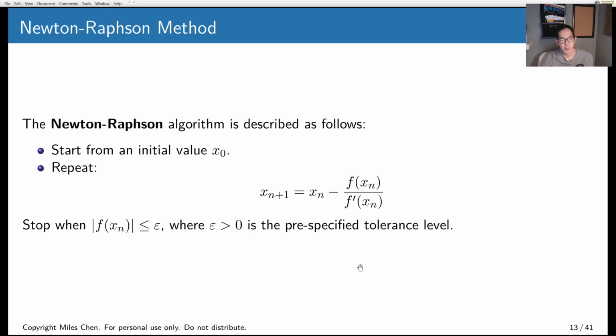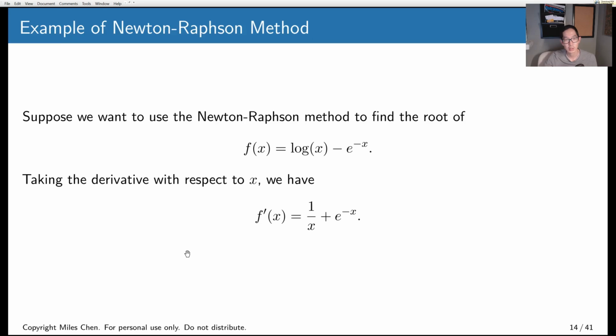The Newton-Raphson method works like this. We start at some initial value x0, and then we just repeat this. We keep finding our next value like this. And when this value of f of xn, because we calculate this, is close enough to 0, and so we might say my tolerance is 10 to the minus 6 or whatever, then we'll say, all right, that's close enough for us to say we found a root.